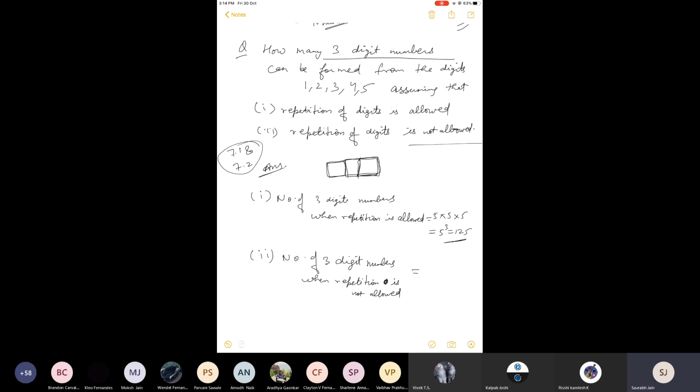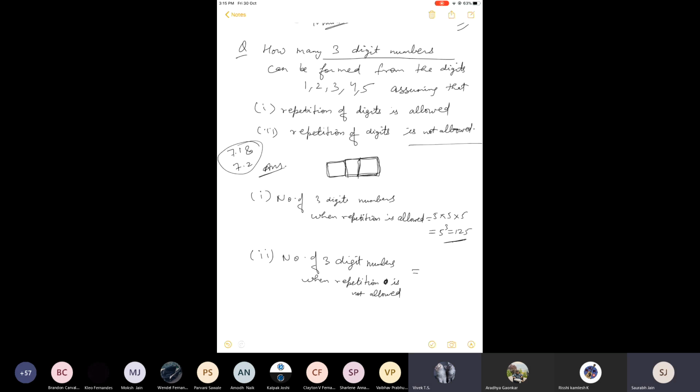There are five ways in which it can be repeated. Digits can be repeated, yes, because there are five digits, no? 1, 2, 3, 4, 5. So for every box, you have five options. That is why 5 into 5 into 5. What about the second one?